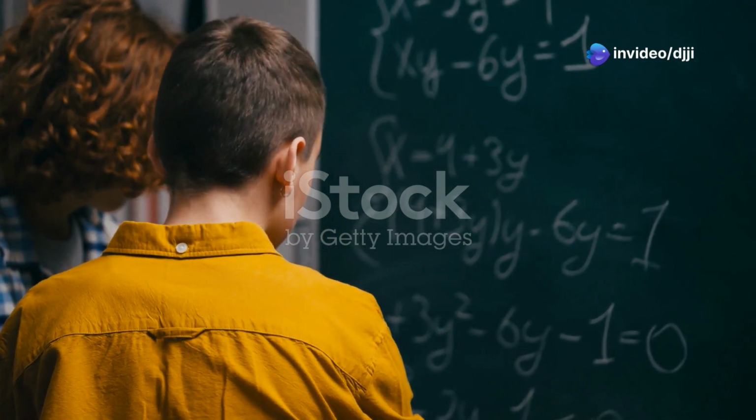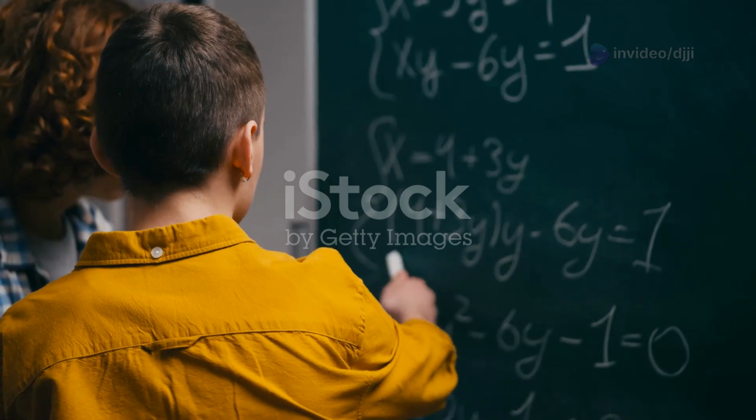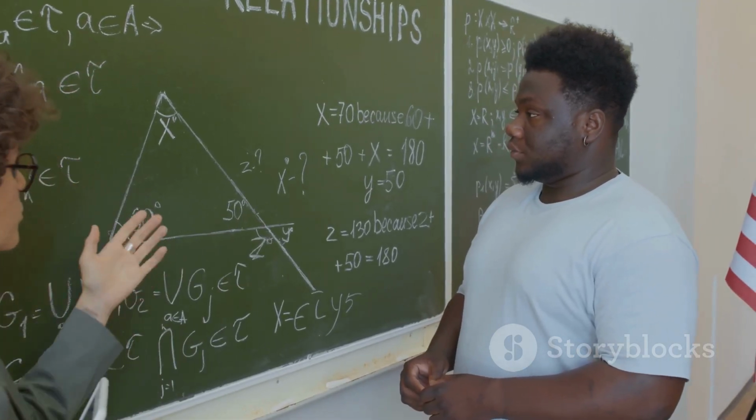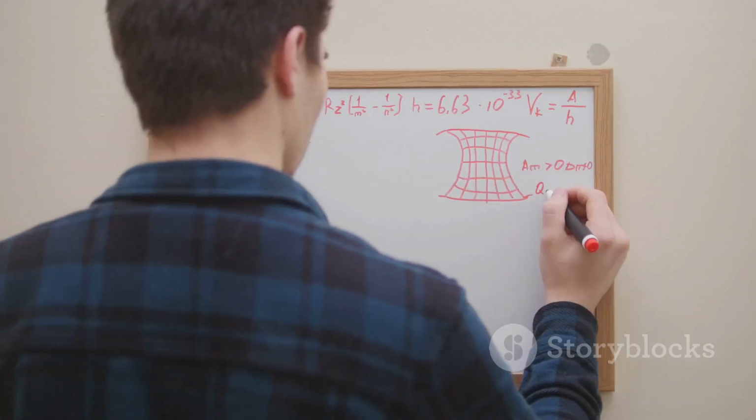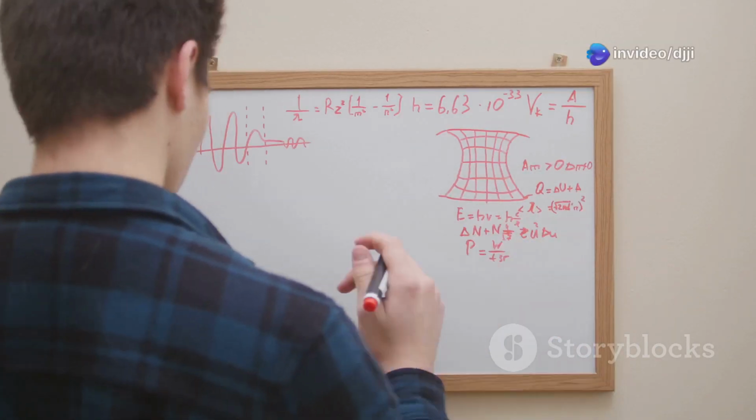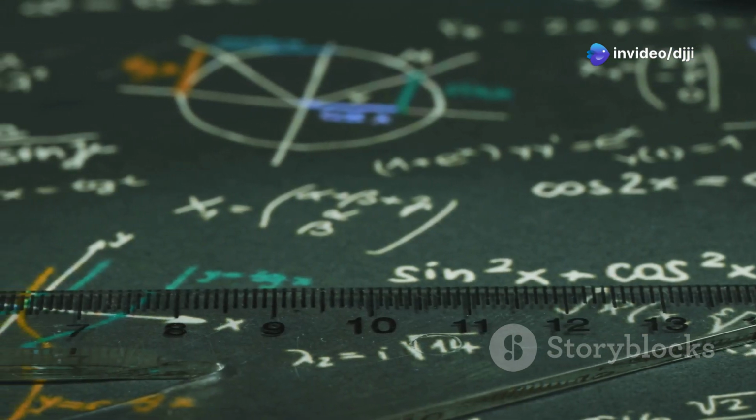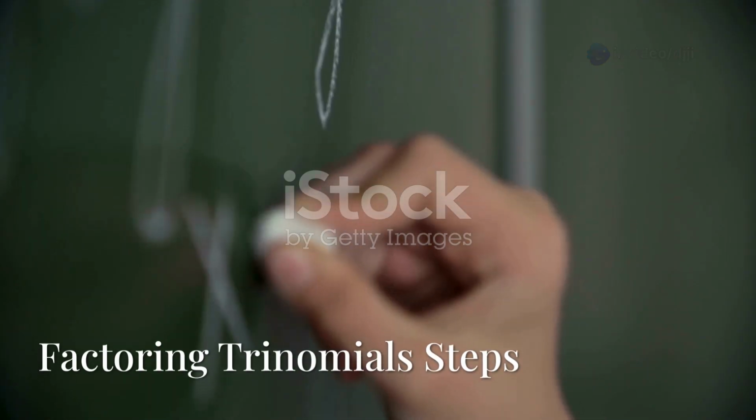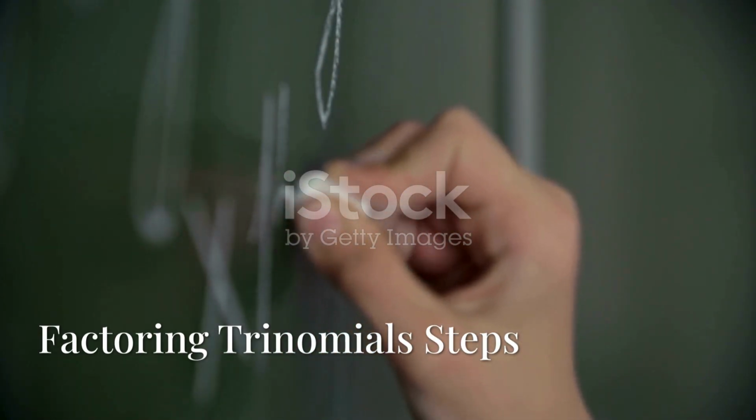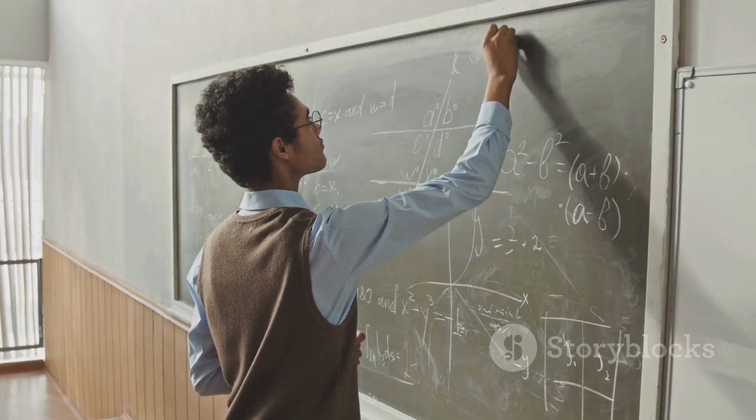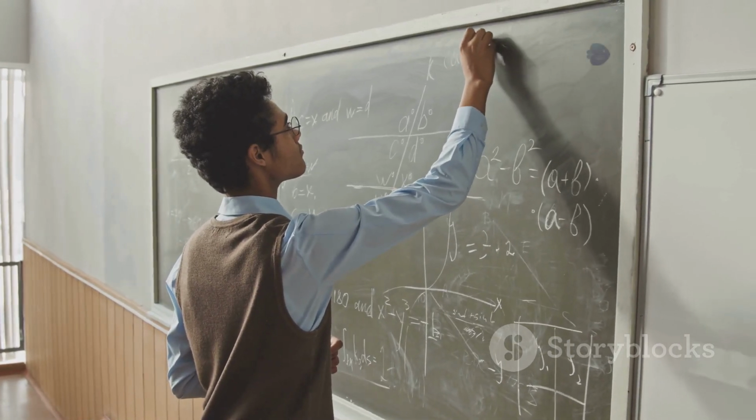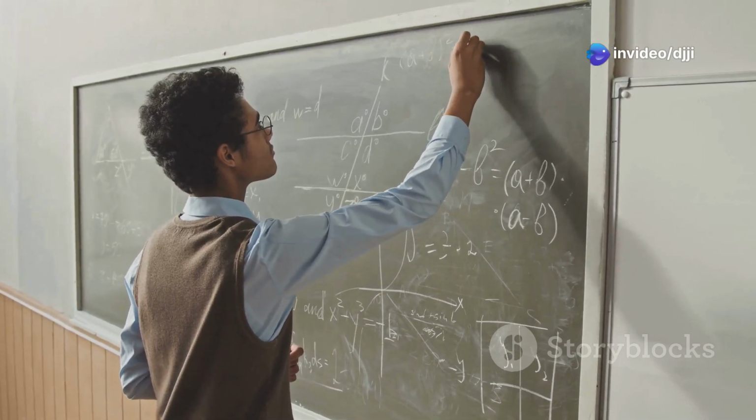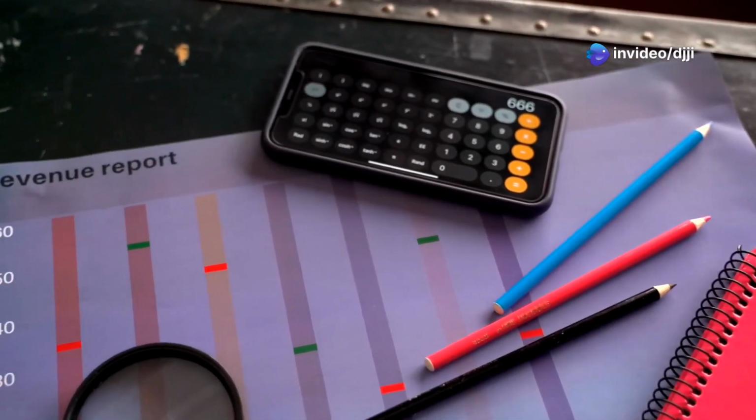Factoring trinomials where the leading coefficient a is greater than 1 follows a similar process to factoring trinomials where a is 1, but with an extra step to account for the larger coefficient. The main idea is to find two binomials whose product equals the original trinomial. Here's a step-by-step guide. 1. Set up the problem. Consider the trinomial ax squared plus bx plus c, where a is greater than 1. 2. Multiply a and c.